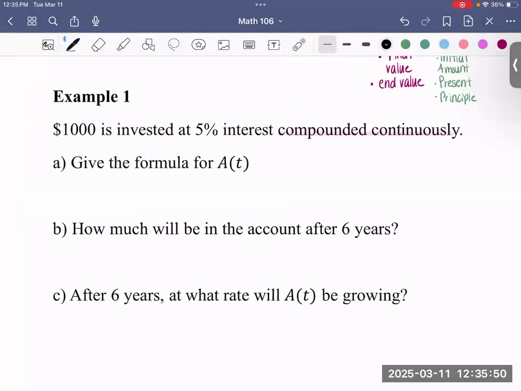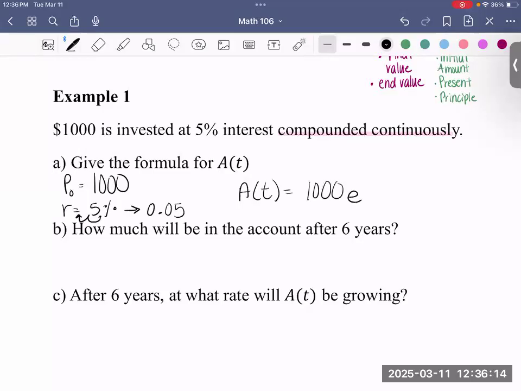So for your interest, we have your $1,000 being invested. We have your rate as 5%. If we put it into a decimal, we move the decimal two places to the left, so 0.05 is the value we're going to be using. So we have A of t equal to $1,000 e to the 0.05 t. We don't know what t is yet.